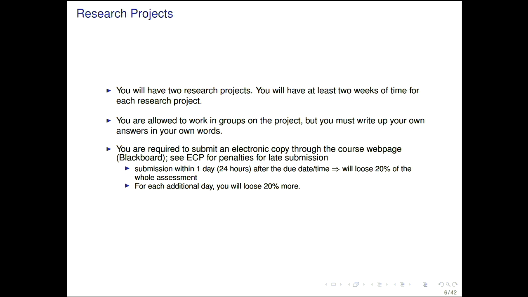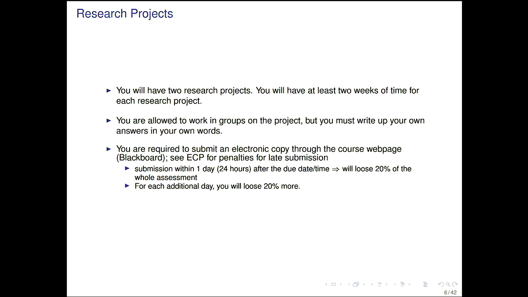When you are doing your research projects, it's okay to work in a group. So you can discuss with your colleagues, your friends, and you can solve those problems together. I really encourage this because I believe that working together is useful. It's helpful for you to learn more. You can teach other people. By doing so, you can learn more. And you can also learn from your friends.